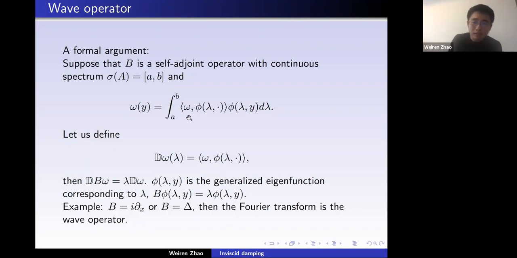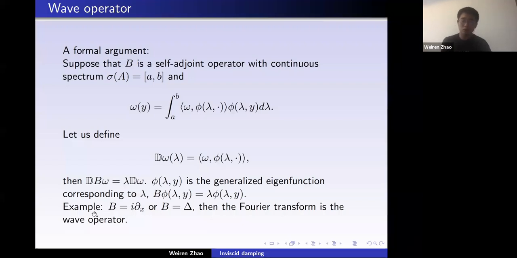Then let's just put the middle term here, call it a wave operator. In this way, the d acting on b omega will equal lambda acting on d omega. So if b is a non-local term, then d acting on the non-local term becomes a local operator, which is lambda multiplied by d. In this sense, if b is the derivative d or the Laplace operator, then the Fourier transform is a kind of wave operator.